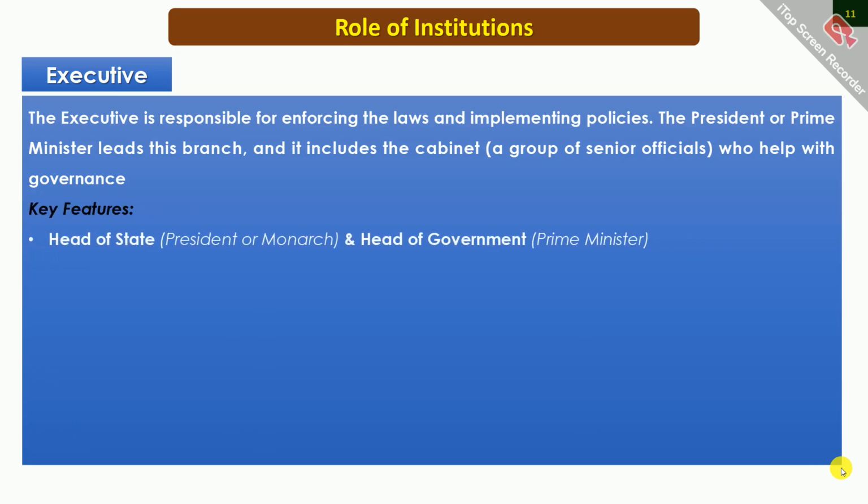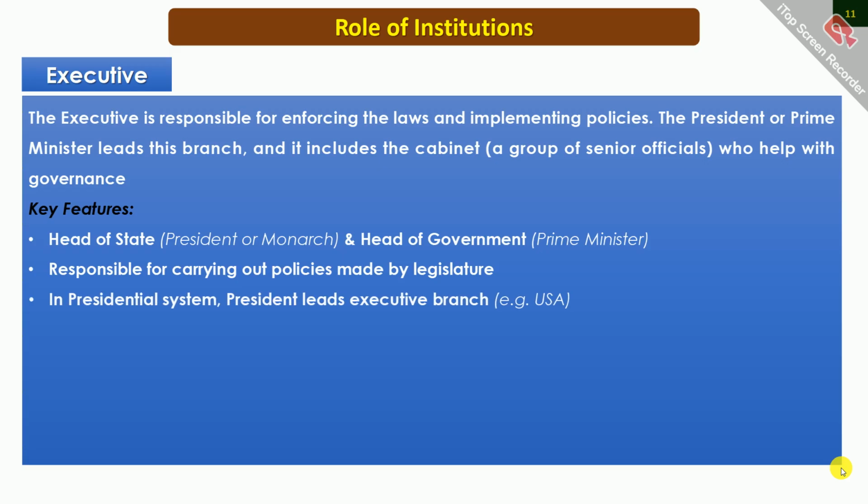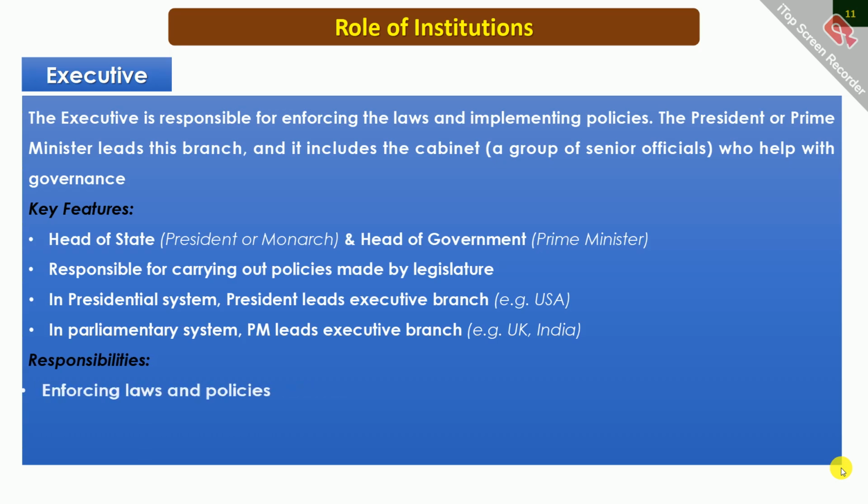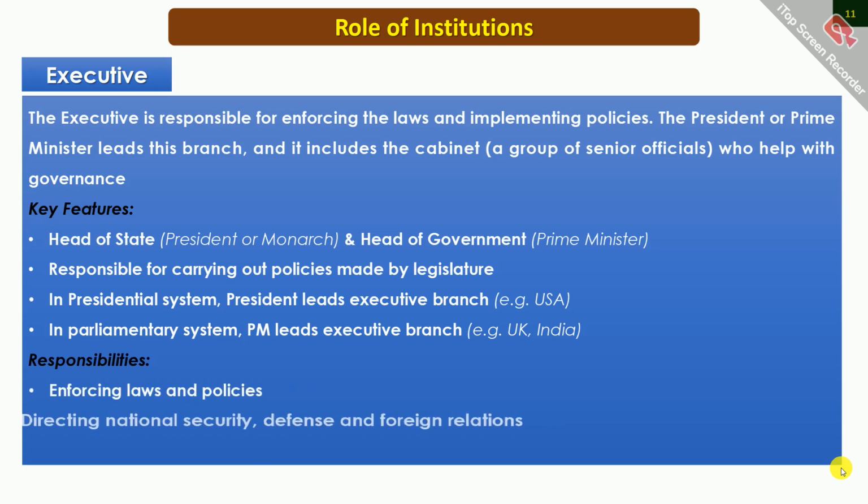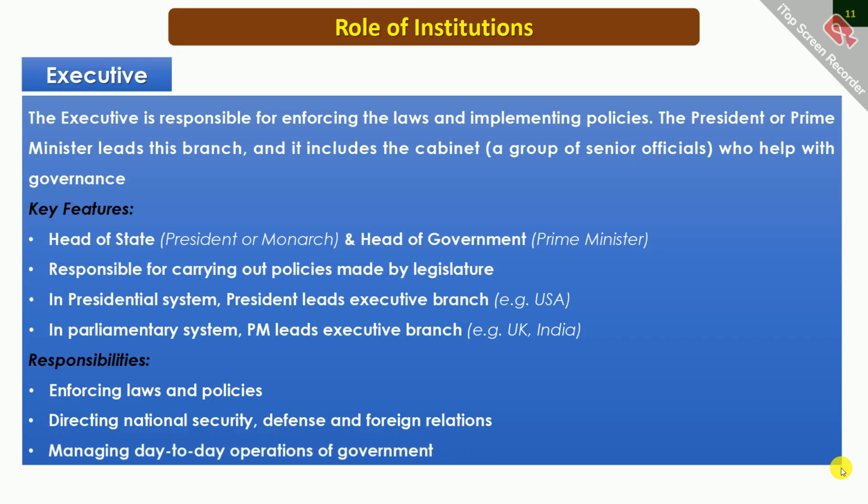Key features include head of state, president or monarch, and head of government, the prime minister, responsible for carrying out policies made by the legislature. In a presidential system, the president leads the executive branch like in USA. In a parliamentary system, the PM leads the executive branch like in the United Kingdom. And responsibilities include enforcing laws and policies, directing national security, defense, and foreign relations, managing day-to-day operations of the government.